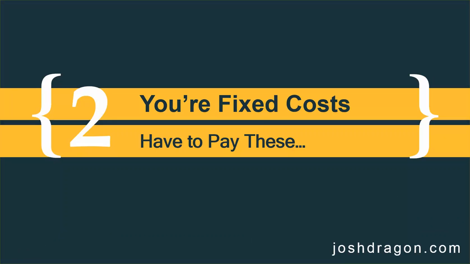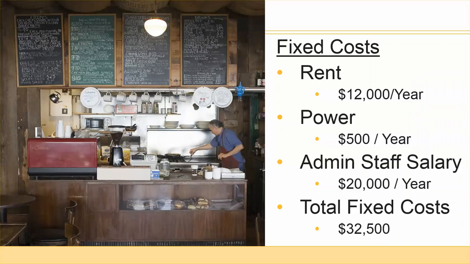Now let's assume we're going to go ahead and open up a coffee shop and sell lattes. So let's make some assumptions about those fixed costs, those things that we can't change. We're going to have to pay these costs whether we sell one latte in a year or we sell 1 million lattes in a year. There are fixed costs. So those include things like rent, power, our administrative staff.